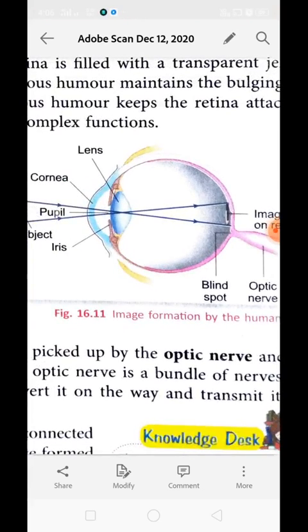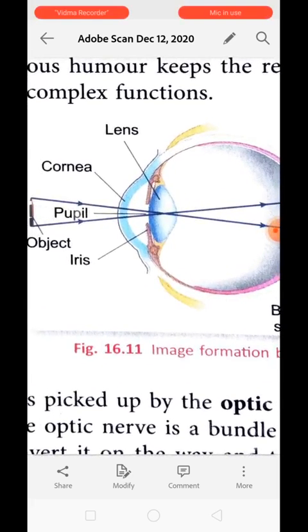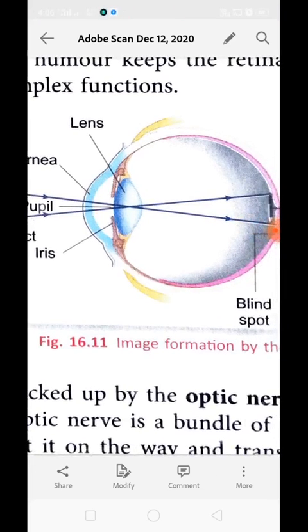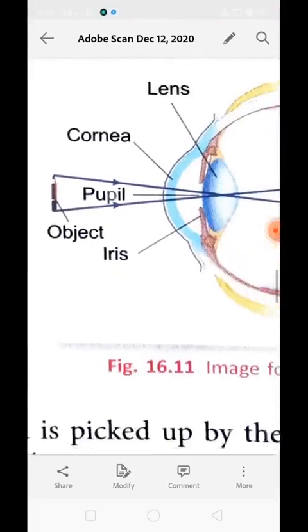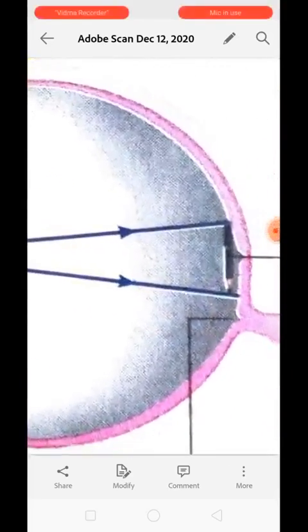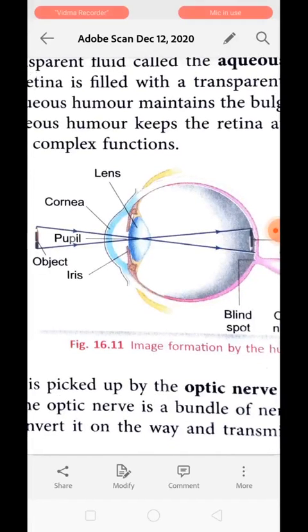Now have a look at how the eye functions. The reflected light from the object enters the eye through the cornea, and through the cornea it passes into the pupil in between the iris. This light passes through the aqueous humor of the eye, and then through the vitreous humor in such a manner that an inverted image of the object is formed. You can see the pencil over here is upright, whereas the image which is formed is inverted. In this way an inverted image is formed. Clear?